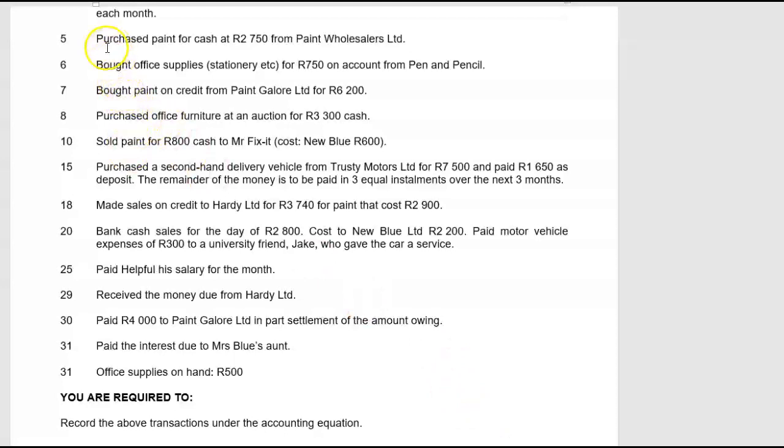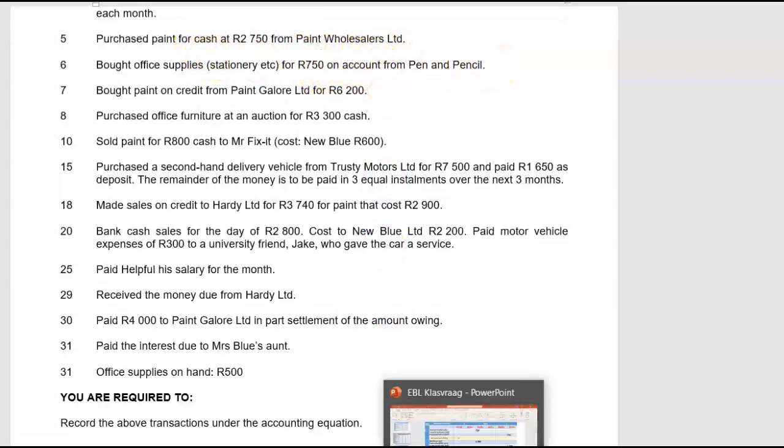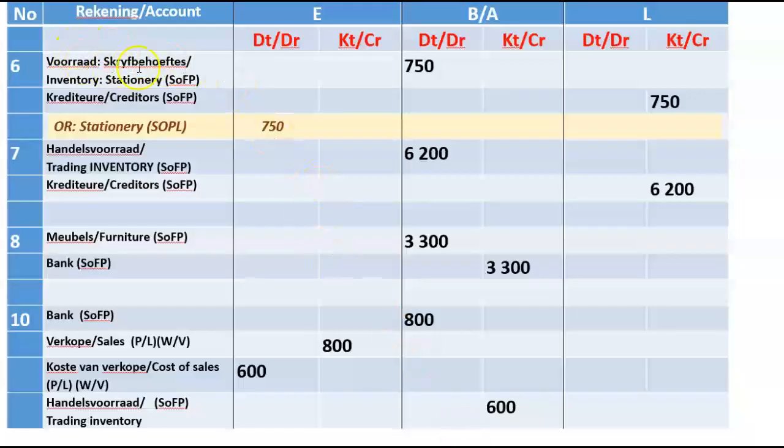Then on the 6th, we bought office supplies, stationery for 750 Rand on account from Pen and Pencil. So stationery we bought on credit from Pen and Pencil. Now, let's treat the stationery here as inventory. 750 Rand, and creditors, which is a liability, is going to be credited with 750 Rand. So we're going to debit stationery account, an asset account, 750, and we're going to credit liabilities, the creditors account, for 750.